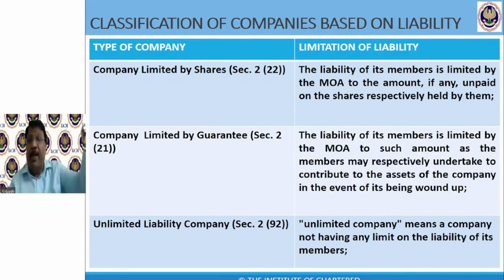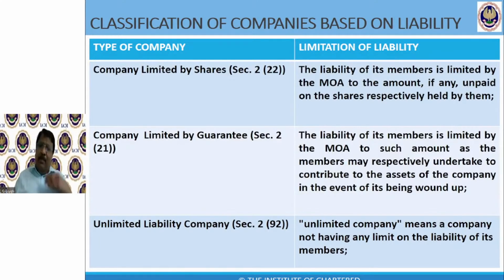The company will possibly take donations and all, like a Section 8 company, or not-for-profit company. In case the company is wound up, then whatever amount is stated in the memorandum as the guaranteed amount, each member has to pay, not more than that. That is called company limited by guarantee.